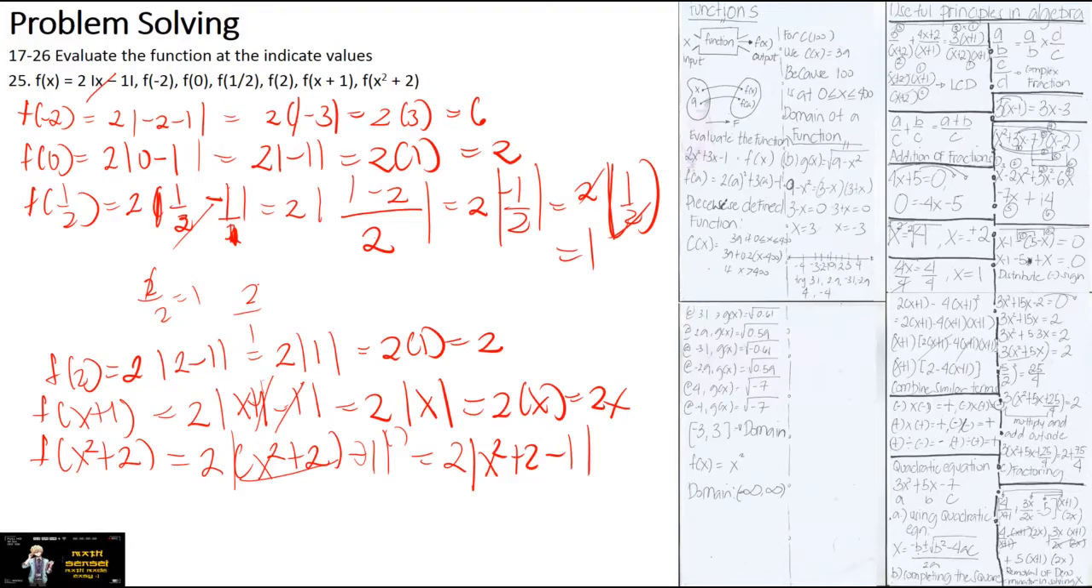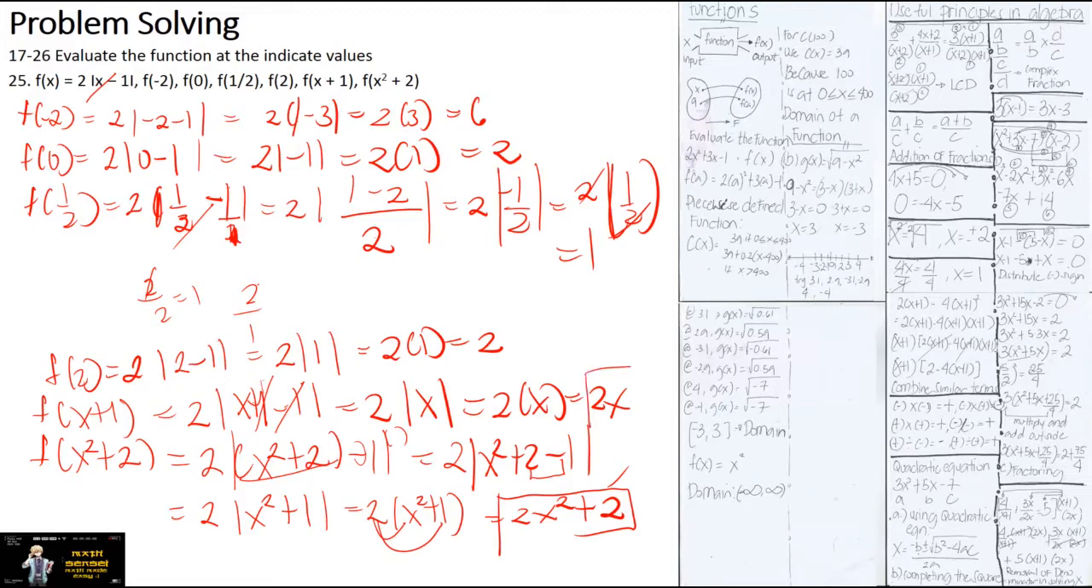So, we still combine similar terms. 2 minus 1, so that will be 2 times the absolute value of x squared plus 1. Okay? So distribute: 2 times x squared, 2x squared, plus 2 times 1, that's 2. Okay? So that's it. Those are the answers.